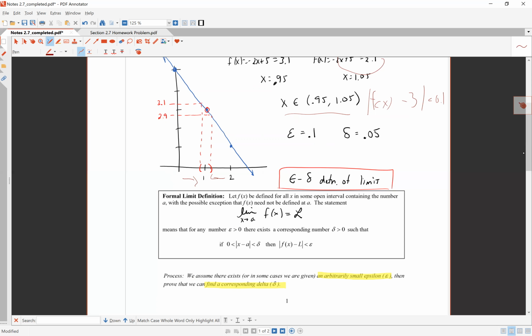I'm just being honest. Okay, so we're saying that the limit of f of x as x goes to a is L.